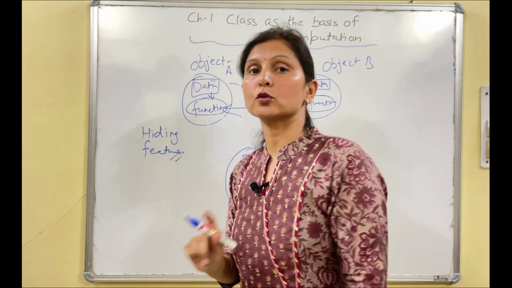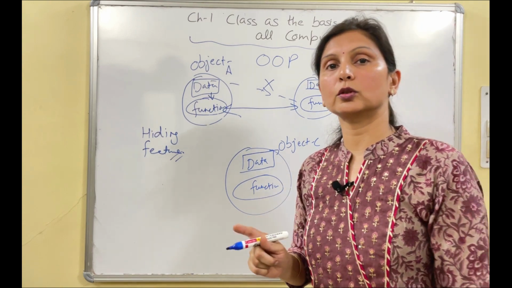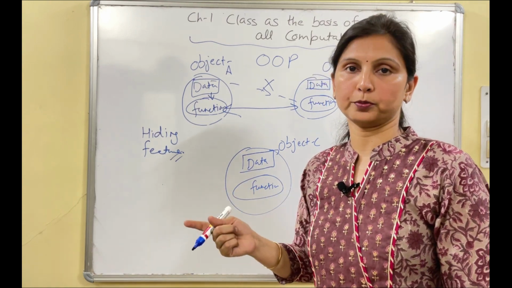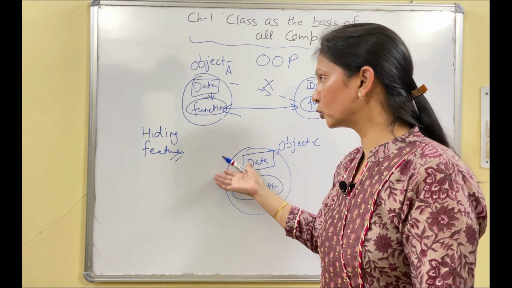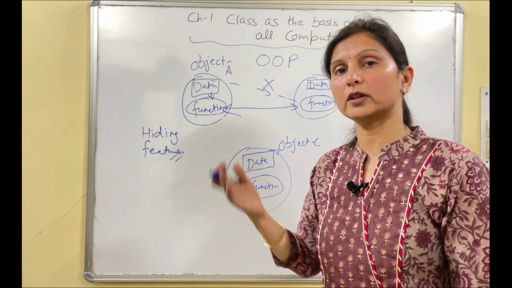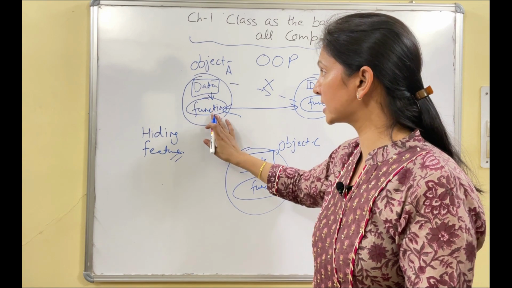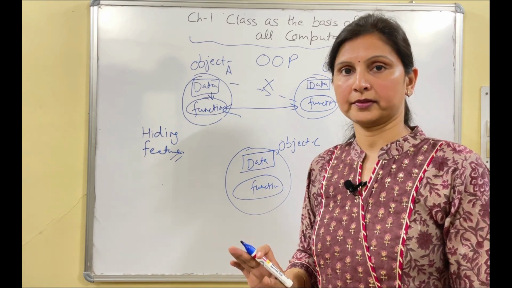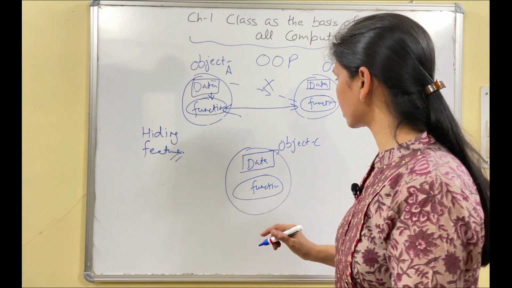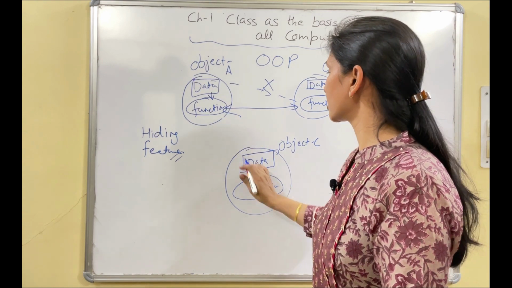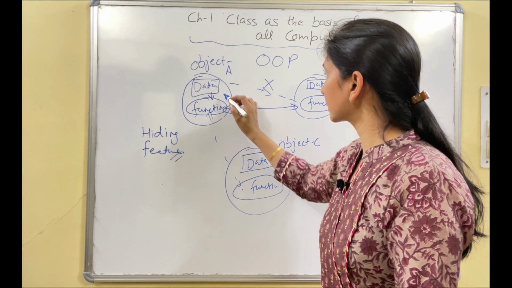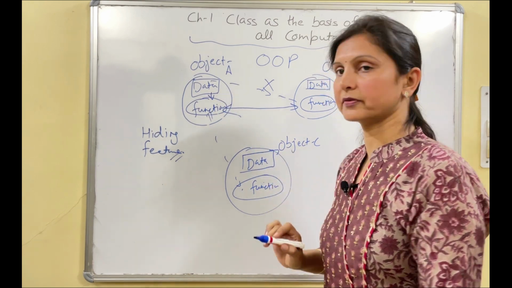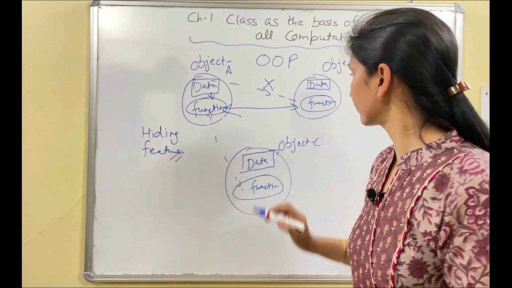So due to this, OOP is more secure as compared to POP. We can say OOP languages like Java are more secure as compared to POP because of this data hiding feature. I hope you have understood this. Same way, this object can communicate through function, this is correct, but this data cannot be accessed by this function directly.